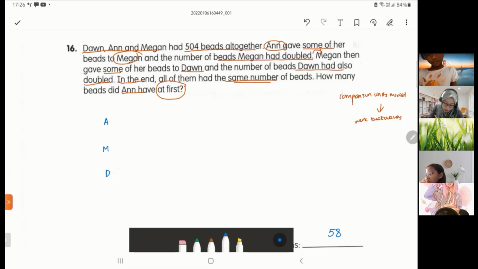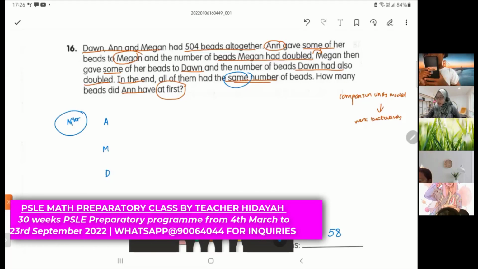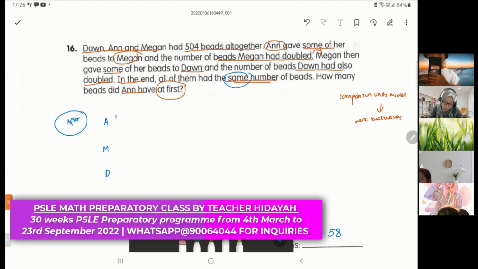Okay, let's start with Dawn. Dawn doubled. This one is in the end. This is after the after model. This is in the end. This is my after model, right? And then in the end, all of them have the same number. We are going to draw the in the end model first. In the end model, everyone will have the same.